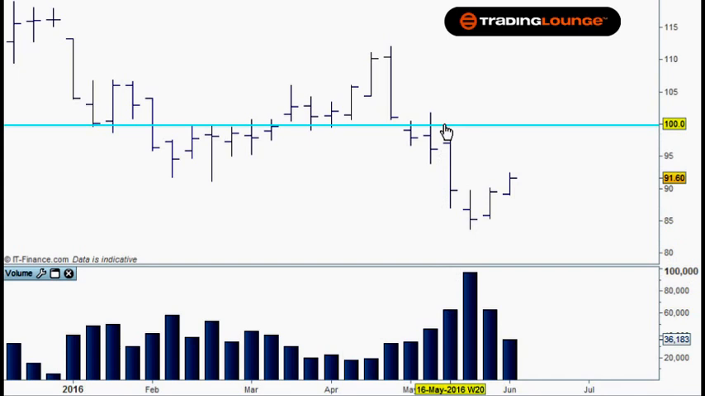So in this one here, we could see that we had increasing length in the actual trend coming down, the range of the bar, and we also had increased volume compared to the previous bar here. So a nice move down.